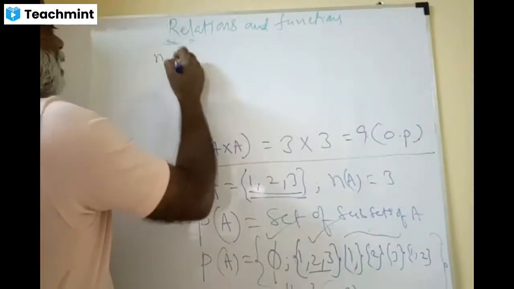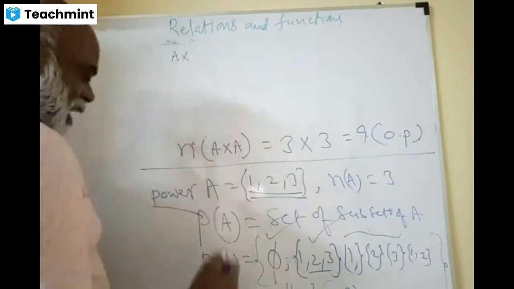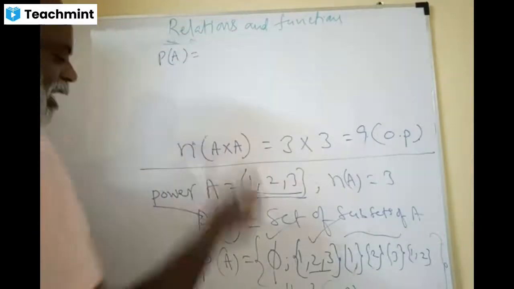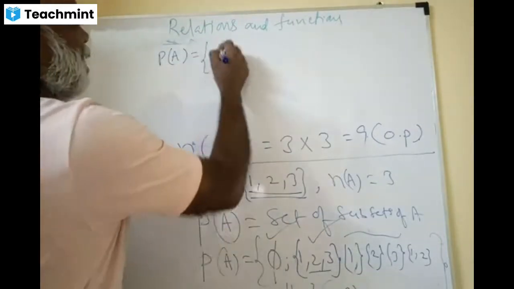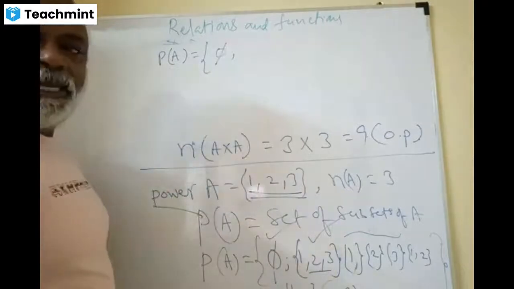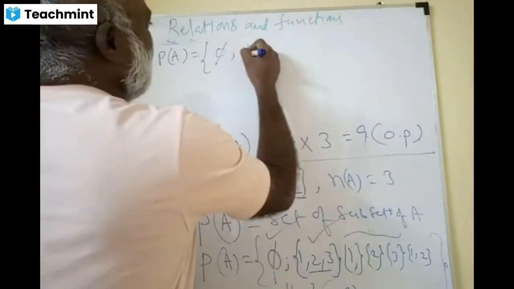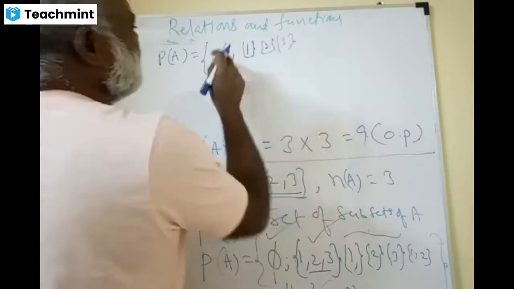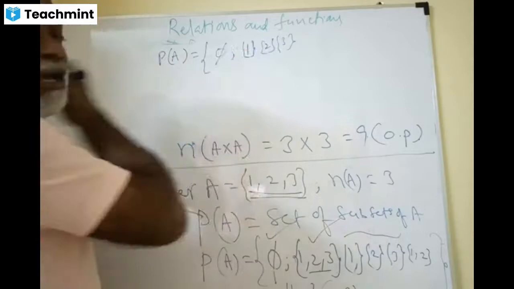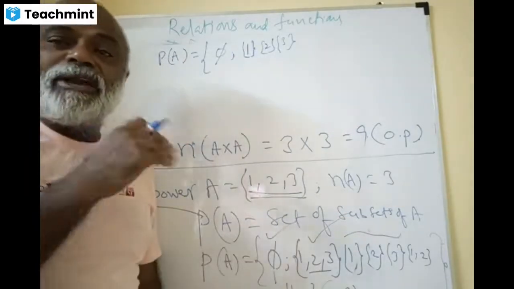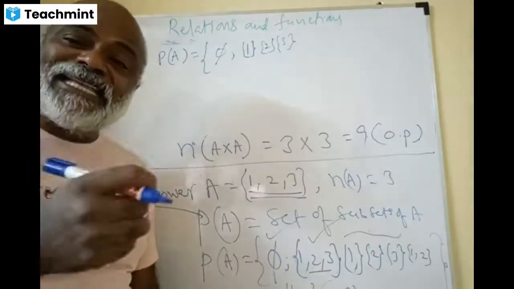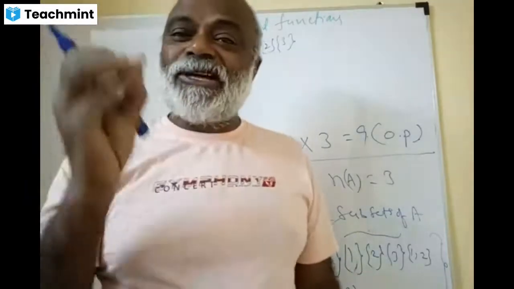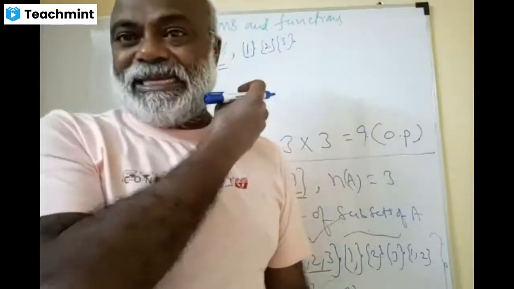P of A is written like this. First is no element, empty. Next is one element: 1, 2, 3. Why do you put a bracket there? If you don't put a bracket, it is not a no element; you are denoting the null set with this letter mark. Just like a set is denoted by A, the null set is denoted by this letter.